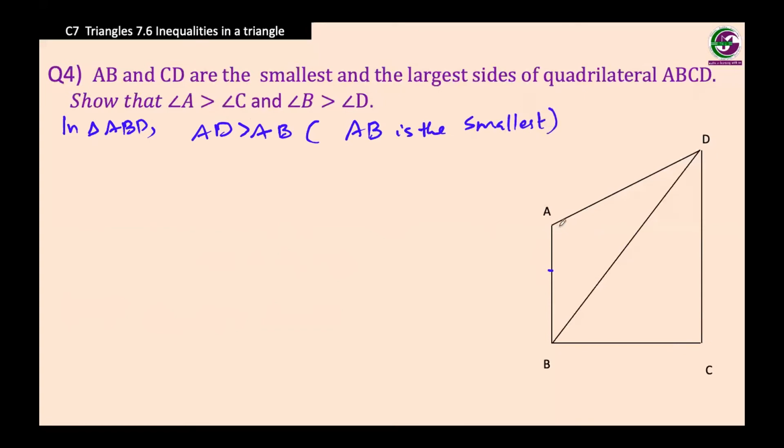So the angle opposite to AD, let's name this as angle 5, and the angle opposite to AB, this is 6. So we can say angle 5 is greater than angle 6 because it is the angle opposite to the longer side.